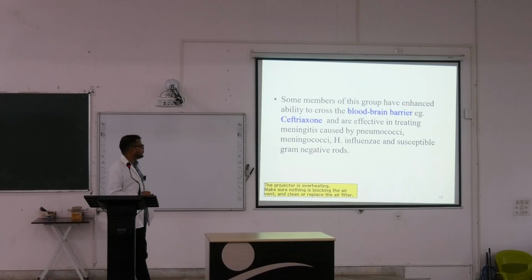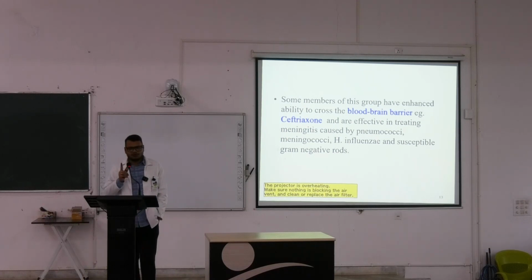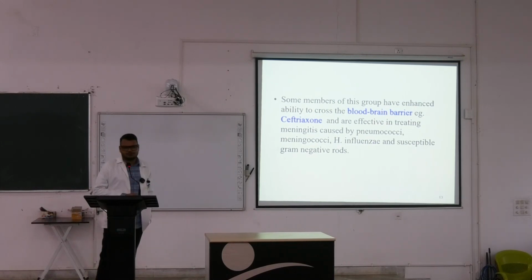Some members of this group have enhanced activity to cross blood-brain barrier. Some, not all. For example, ceftriaxone. They are effective in treating meningitis caused by pneumococci, meningococci, H. influenzae and susceptible gram-negative rods.